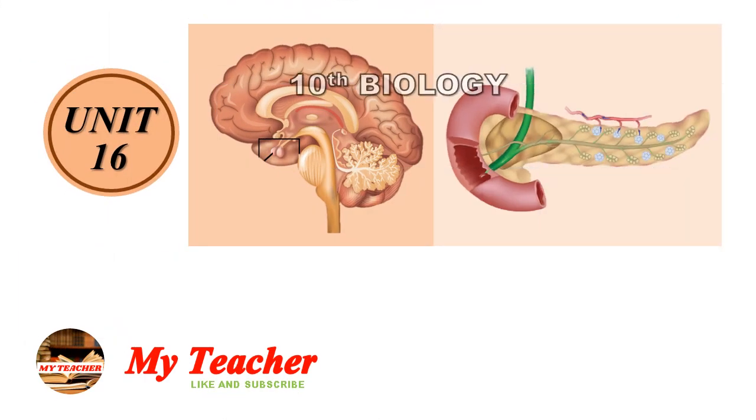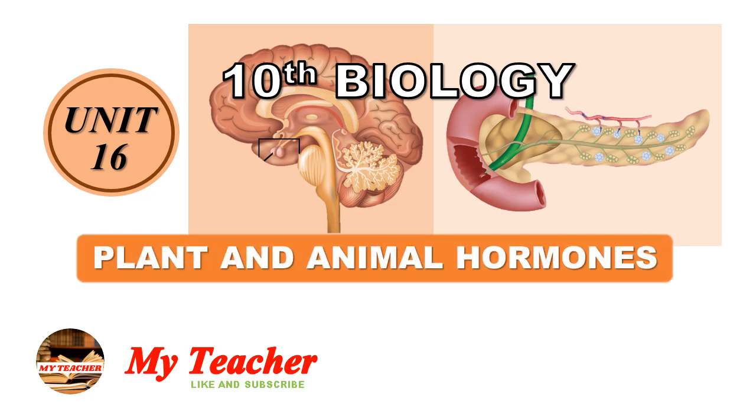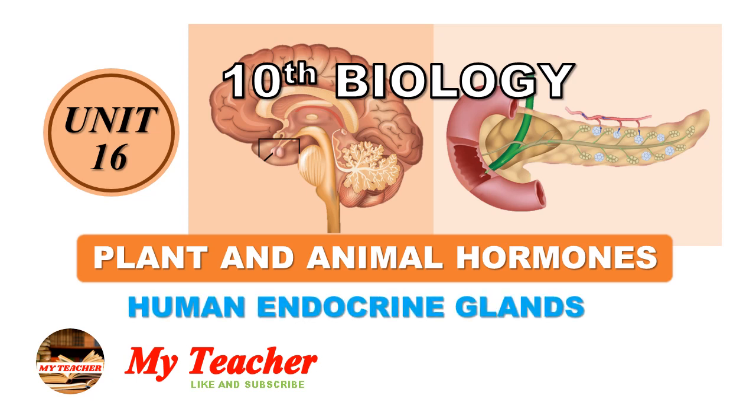Sixteenth unit in 10th biology is plant and animal hormones. In this video, I am going to explain about human endocrine glands and the hormones secreted by them.